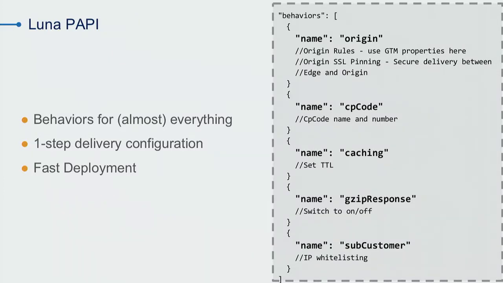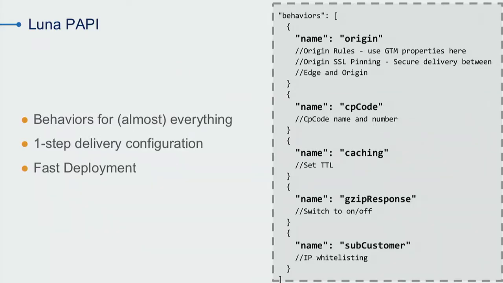If we look at some of the behaviors that are available with the API, you have standard behaviors that you would see in Property Manager in Luna Portal. You can create an origin behavior, CP codes, caching, compression rules, and so on. So there are behaviors for, again I say, almost everything. We're always adding new capabilities with APIs and in Portal. So make sure you keep up with developer.akamai.com and go through Property Manager itself in Portal to help you keep up to date.